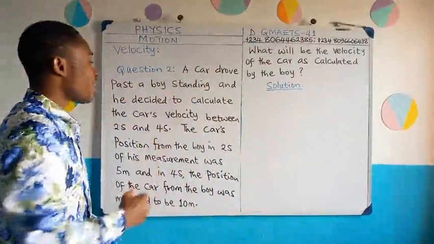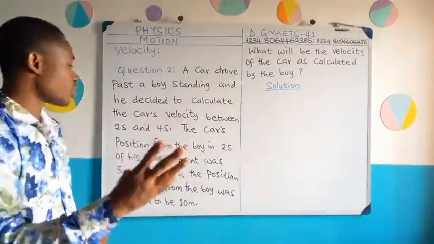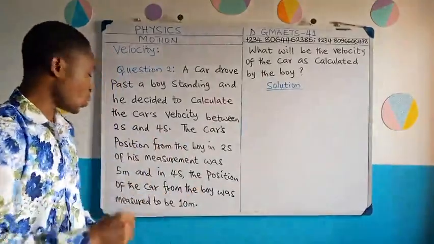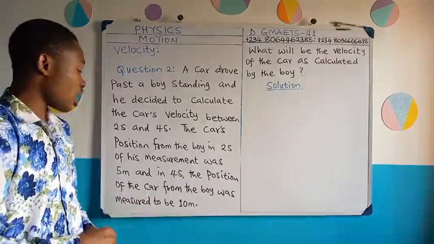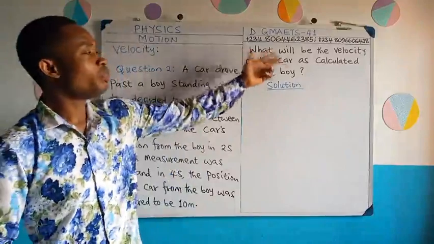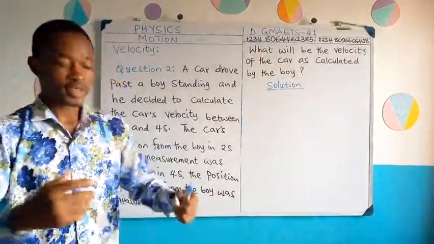A car drove past a boy standing and he decided to calculate the car's velocity between 2 seconds and 4 seconds. The car's position from the boy in 2 seconds of his measurement was 5 meters. And in 4 seconds, the position of the car from the boy was measured to be 10 meters. What will be the velocity of the car as calculated by the boy? So let us see how we solve this question.